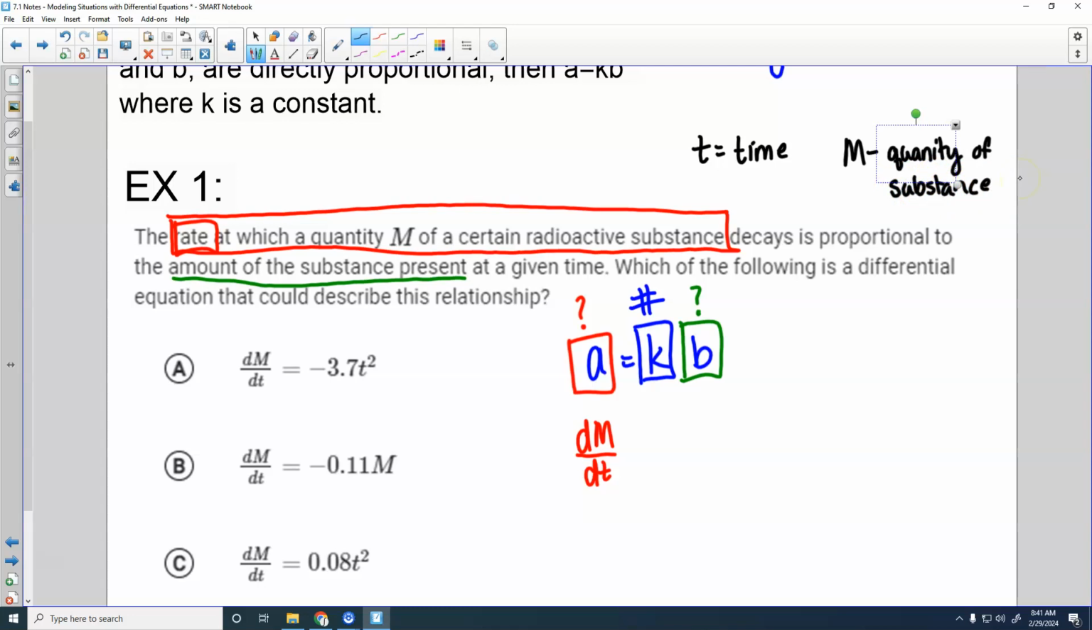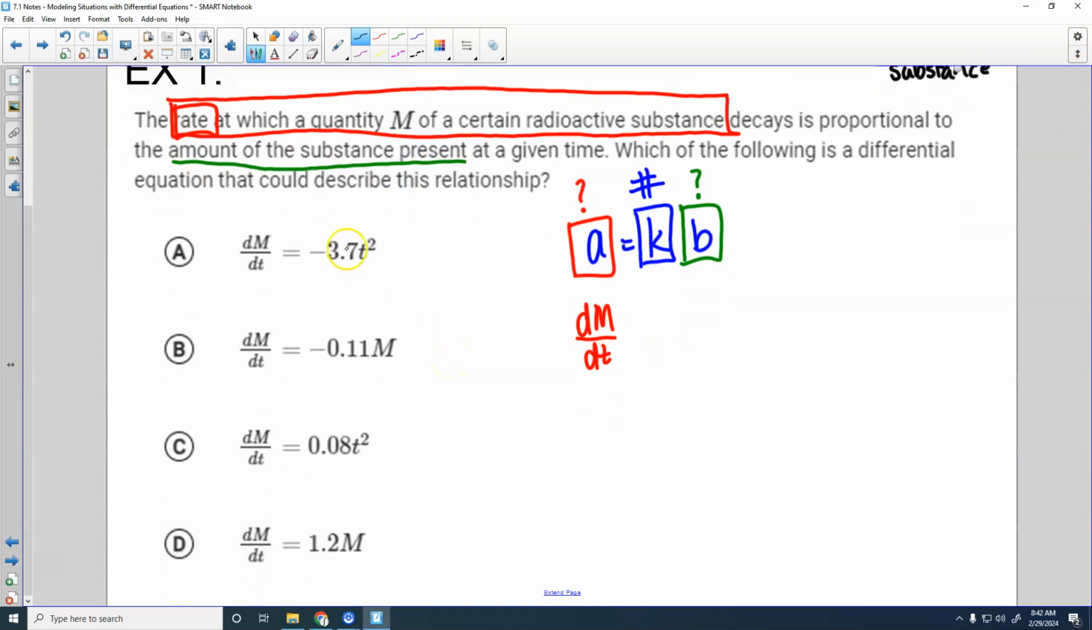So what we have is directly proportional to the amount of the substance present. You'll notice in your equations you have two different options. Some of these are t squared, some of them are m. What variable should it be? It's going to be m. This right here is your m. That's your amount of substance. So we're going to have this equals some number times m.